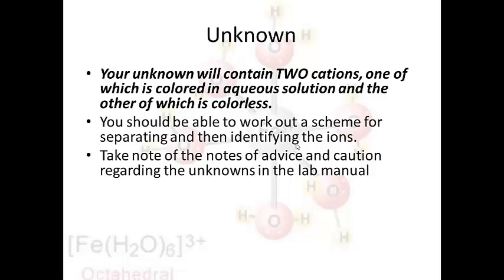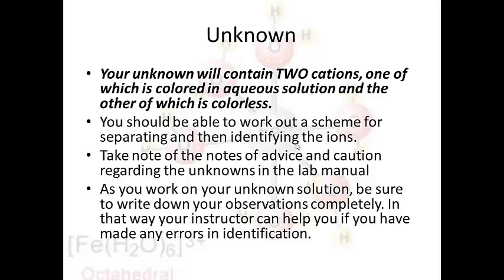There are notes of advice and caution in the lab manual. So I'm not going to go through each one, but just note that they're in there and they are critical to help you come up with what type of scheme you should be using. Now, as you work on your unknown solution and your knowns, be sure to write down your observations completely. That way your instructor can help you identify any errors that you've made, and you'll also have a nice complete set of observations to include in your report.